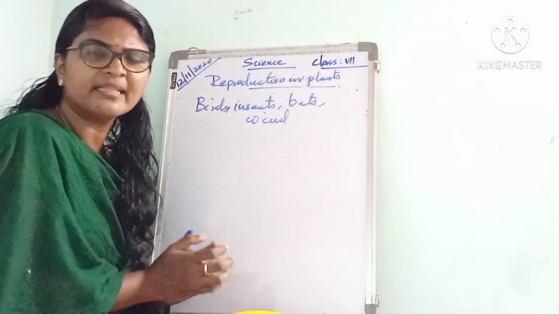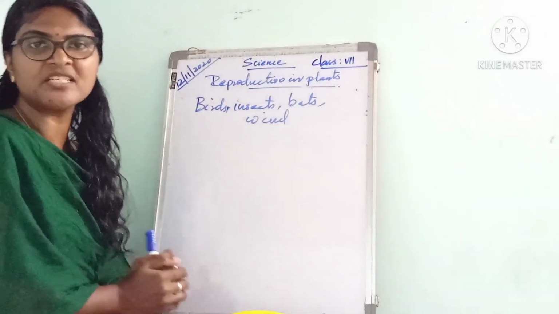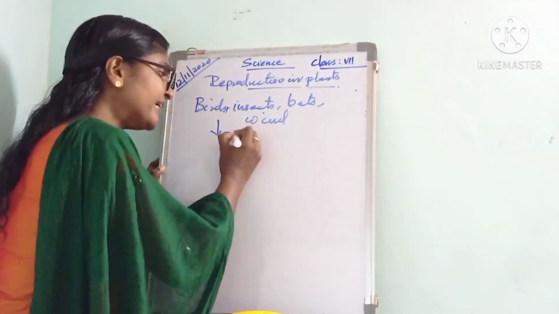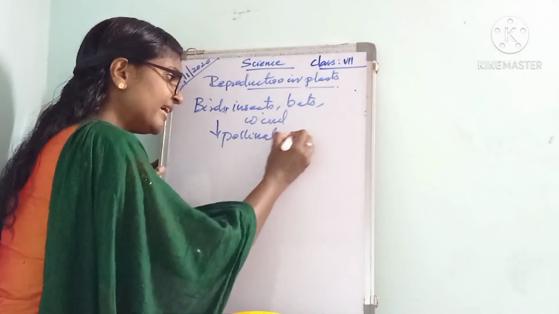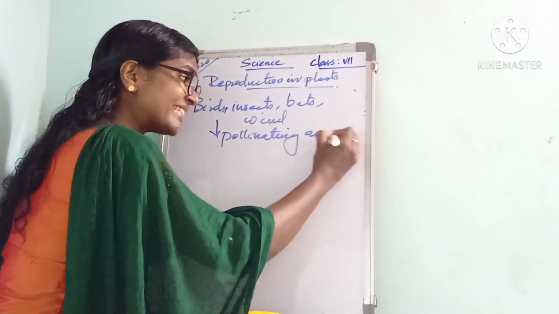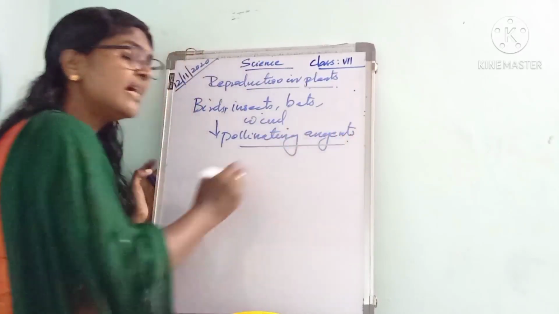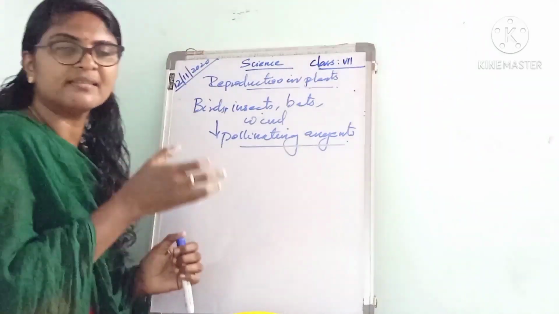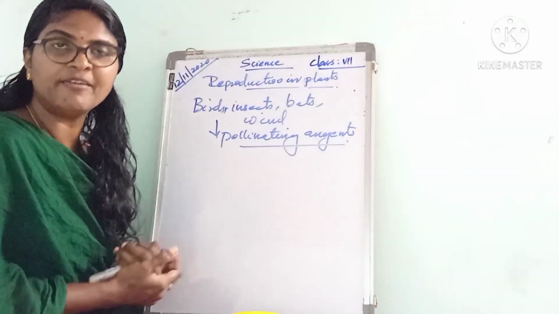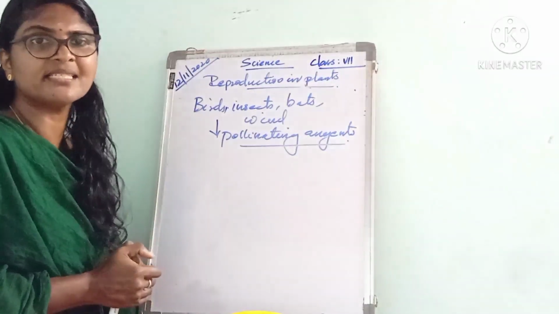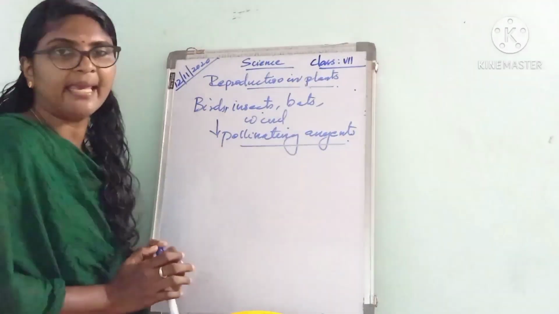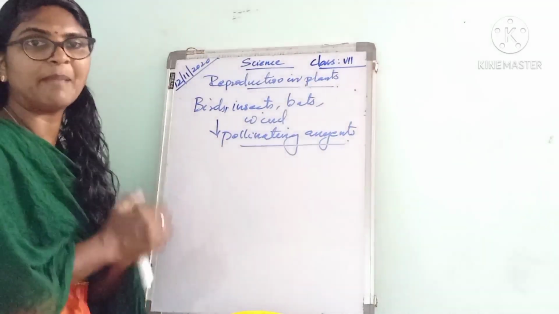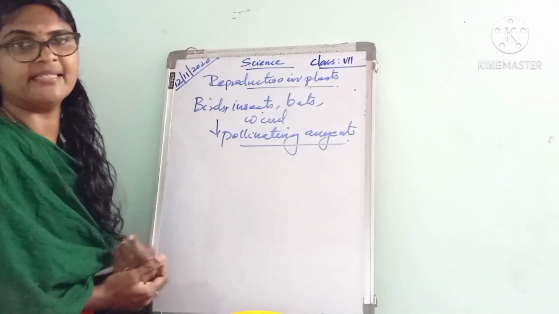The flowers of these plants have special features that attract pollinating agents. These are pollinating agents. In order to attract them, the flowers have special features. Different plants have different pollinating agents.